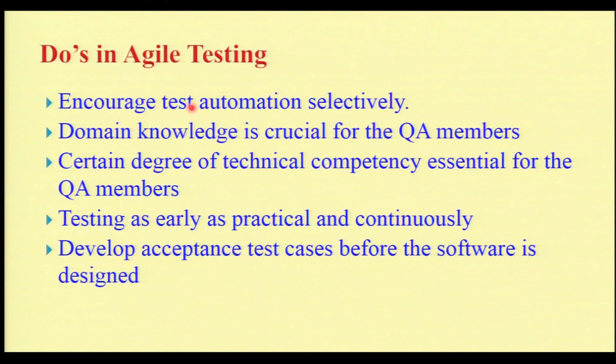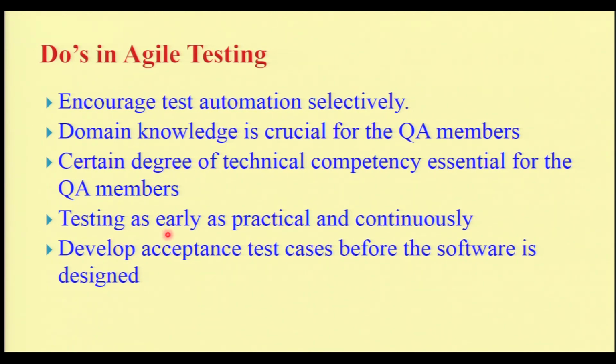You need to encourage test automation selectively, periodically. Domain knowledge is a vital factor for the QA members. A certain degree of technical competency is essential for the QA members. When they are going to test it, they are supposed to have the technical complexity expertise. Then only they will be in a position to understand how the bug has come in, how it has been rectified, how it is working.